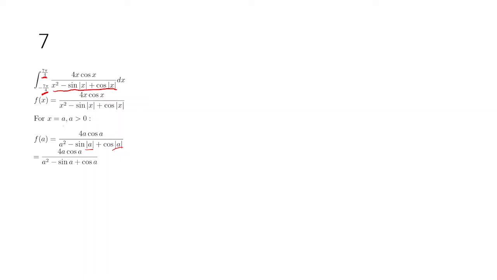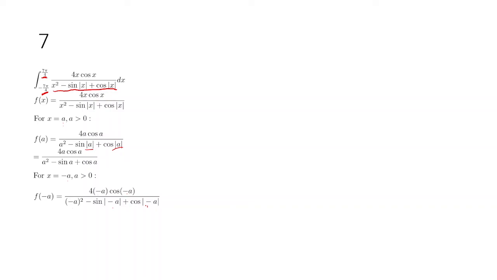Now, how about x is equal to negative a, and a is greater than 0. We assume this a is equal to that a. We'll get the value of the function at x is equal to negative a. Well, we'll just substitute negative a for all the x values. So we'll substitute it here, here, here, here, here.